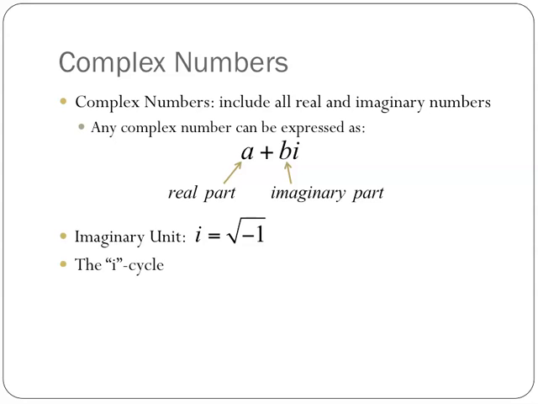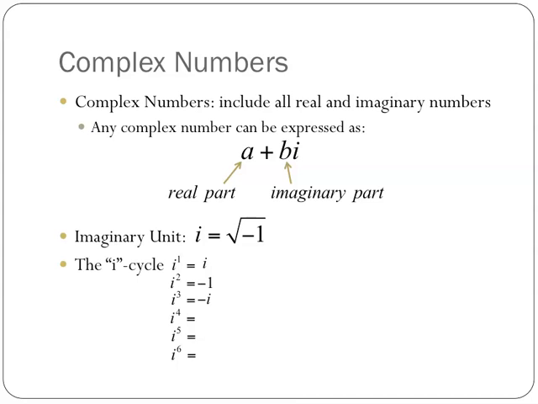So i to the first is equal to i. i squared, if you take the square root of -1 times the square root of -1, that's equal to -1. Now what about i to the third? i to the third is going to be the same as i squared times i, so you're going to do -1 times i, which is -i.